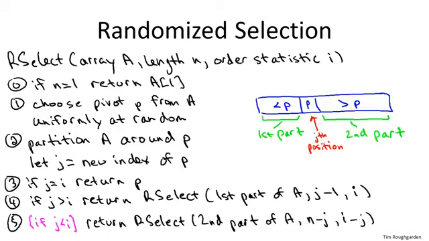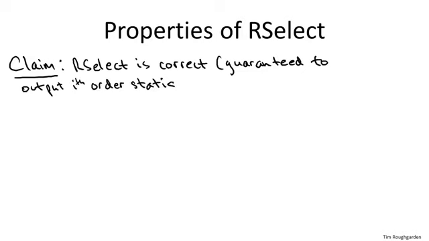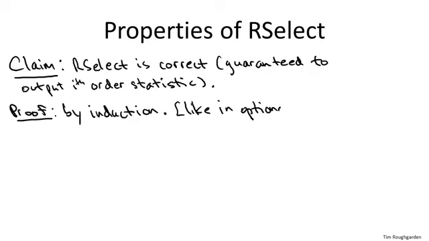So the claim is that no matter how the algorithm's coin flips come up, no matter what random pivots we choose, the algorithm is correct in the sense that it's guaranteed to output the ith order statistic. The proof is by induction. It proceeds very similarly to quicksort, so I'm not going to give it here. If you're curious about how these proofs go, there's an optional video about the correctness of quicksort. If you watch that and understand it, it should be clear how to adapt that inductive argument to apply to this selection algorithm as well.